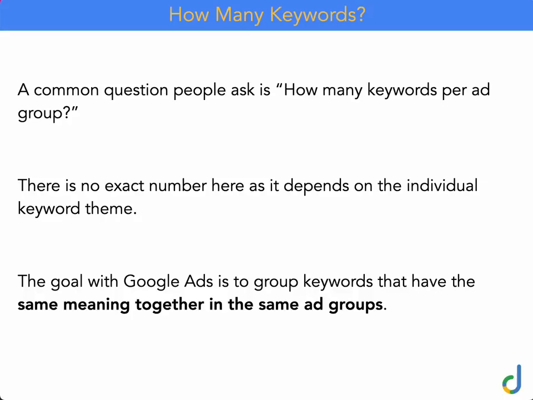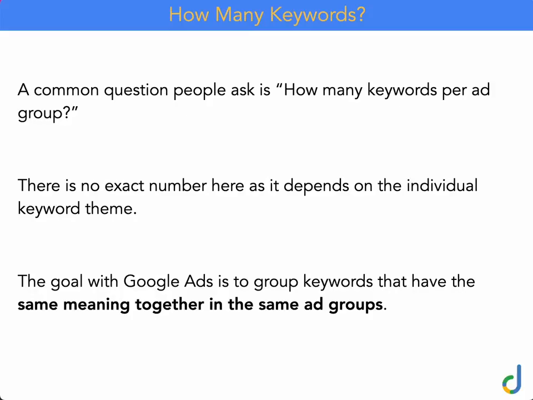And a common question that people ask me is how many keywords per ad group. Now, there is no exact number here as it depends on the individual keyword theme. Remember, the goal with Google Ads is to group keywords that have the same meaning together in the same ad groups. For those of you who watched the first module, you'll remember that was a big theme of the first lesson of this course, all about success with Google Ads. You want to have the most relevant ads, taking people to the most relevant landing pages from their initial search.